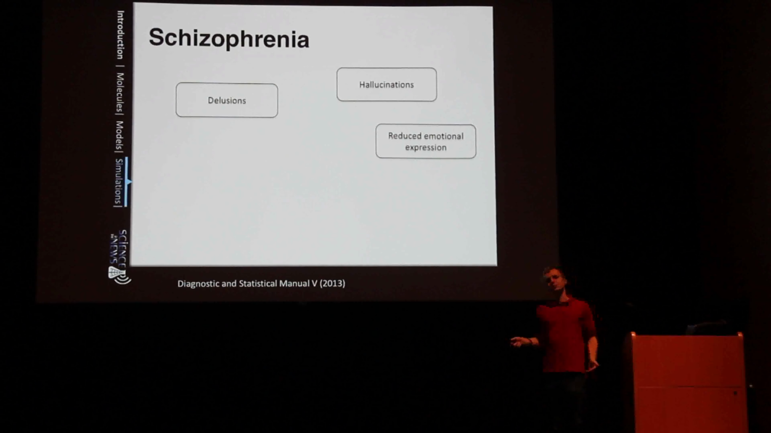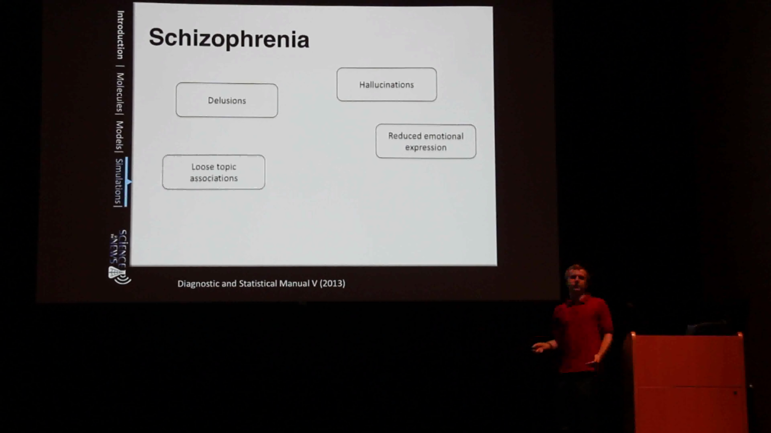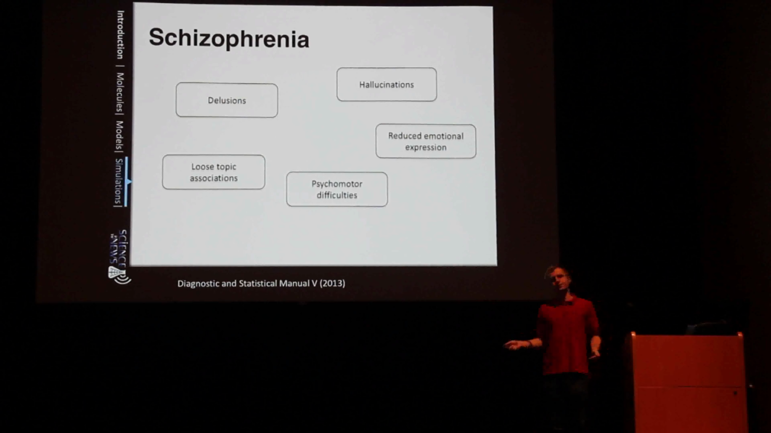People lots of times will have reduced emotional expression when they have schizophrenia. They also will sometimes try to associate different topics that don't really associate with each other. So for instance, in a single sentence, they might switch topics 3 or 4 different times. And they also experience something referred to as psychomotor difficulties. Psychomotor difficulties, that's sort of like if I say, okay, I want to move my hand up, I'm moving my hand up. I want to look to the right, I'm looking to the right.